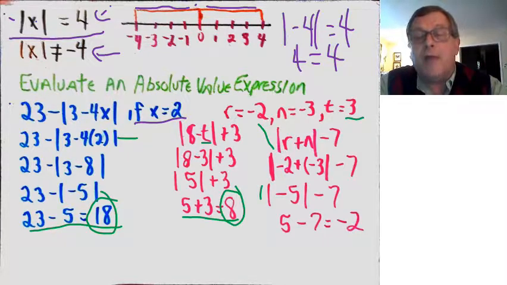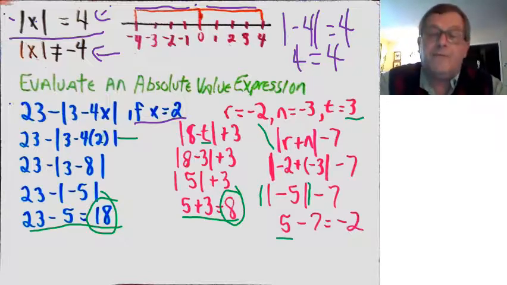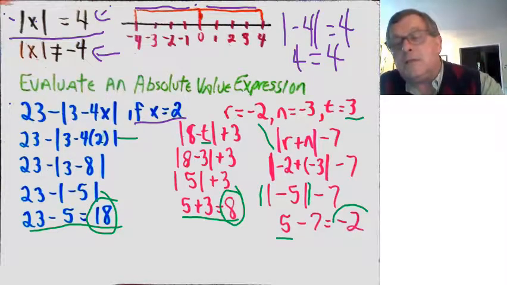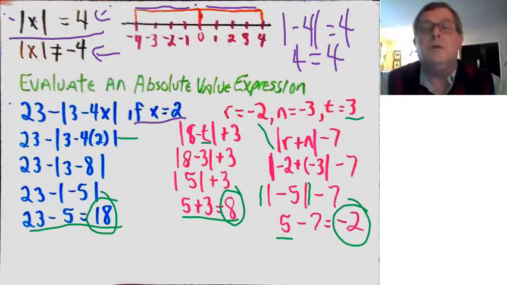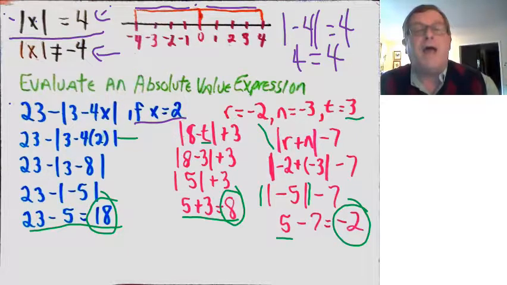So now we've got the absolute value of minus 5, minus 7. The absolute value of minus 5 is 5, and 5 minus 7 gives us minus 2. So that's taking a look at evaluating absolute value expressions.